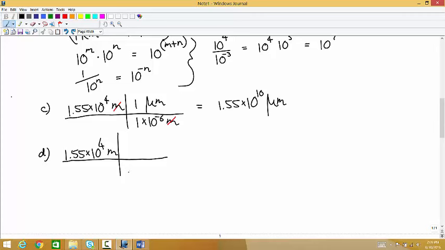One meter is 3.281 feet. So now we've converted from meters to feet, and then 5,280 feet is 1 mile.